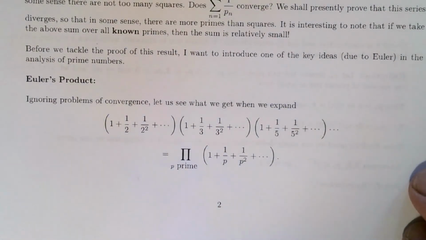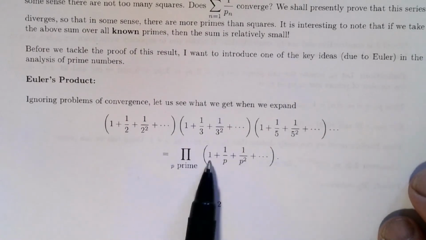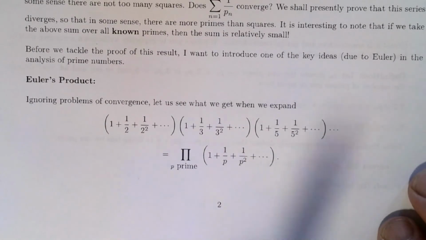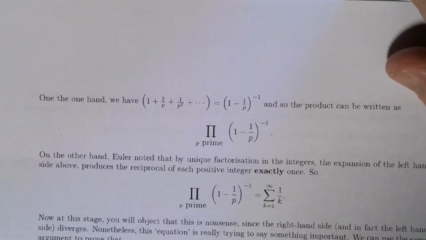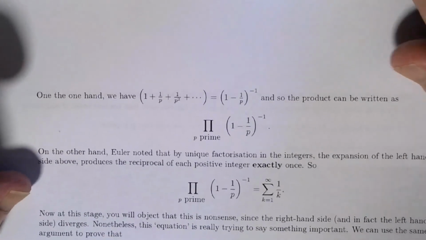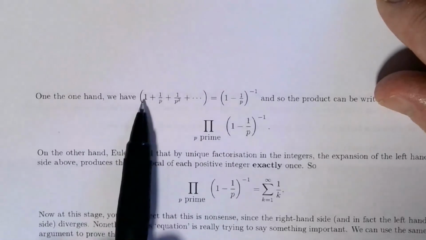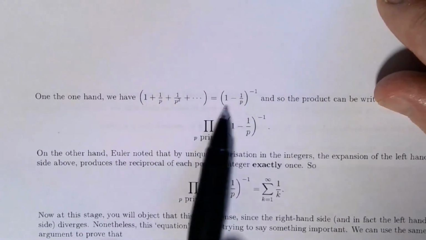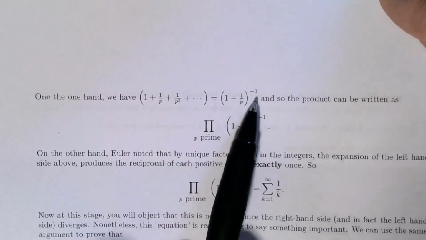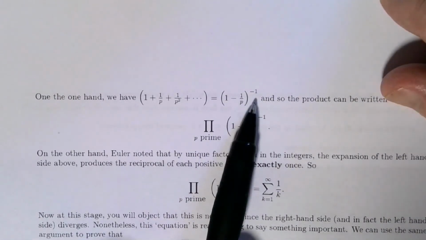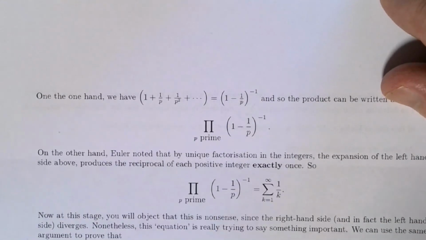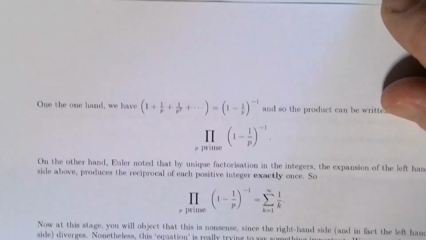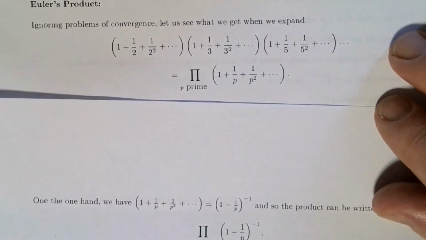Well, on the one hand, we can sum this series in here, because this is just a geometric series, and so I can sum this and obtain this sum 1 plus 1 over p turns into, of course, (1 minus 1 over p) to the minus 1. It's just a geometric series. And so I can write this product then as the product over p prime of (1 minus 1 over p) to the minus 1.